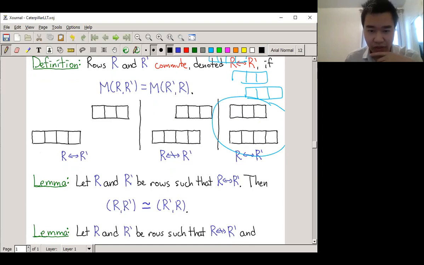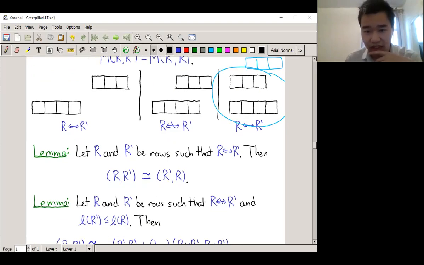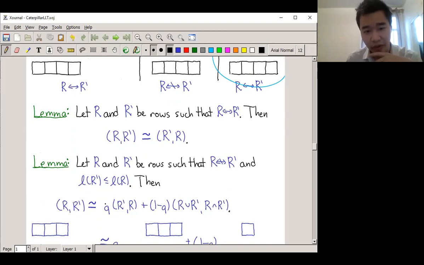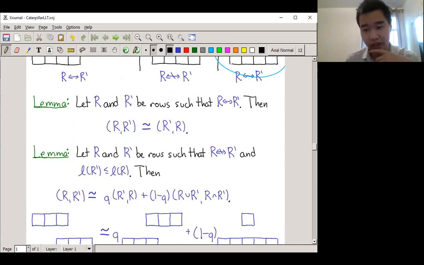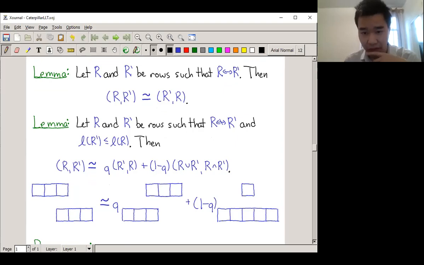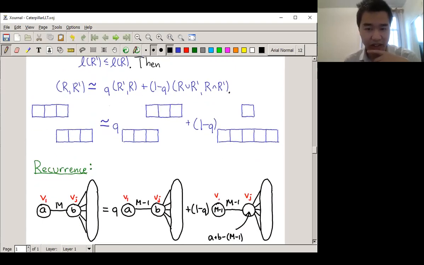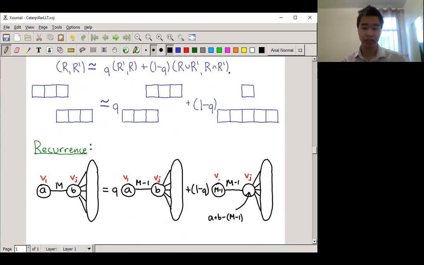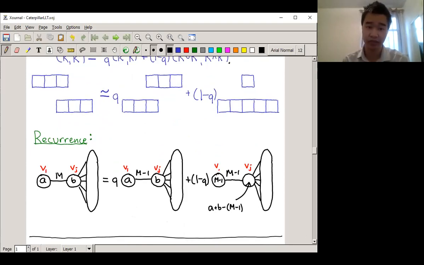I also proved that if rows do not commute, then I can still switch them, but it's sort of up to a factor of q and a bit of a correction term. So I proved that we have LLT equivalence relations that look like this. But really, the point of all of this is that I can express a recurrence of LLT polynomials in terms of these weighted graphs. So I can say something a bit more general than this, but if my vertex v1 is adjacent to only one other vertex, then I can write down a recurrence that looks like this.